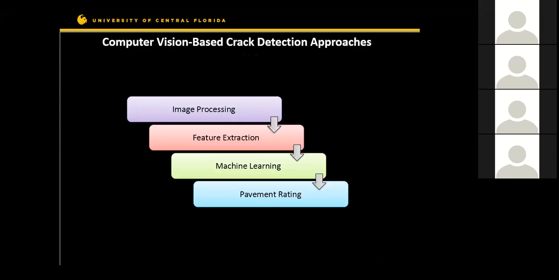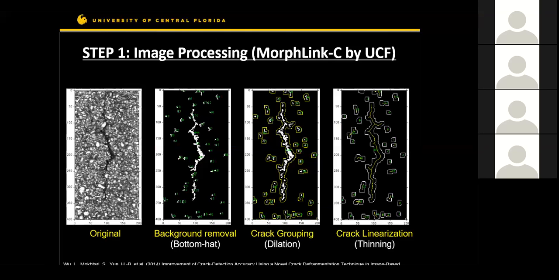We looked into the literature. What we saw was that almost all the proposed computer vision-based systems to automate this have these components: an image processing component, a feature extraction component, a machine learning component, and a pavement rating component. I'm going to go through them very briefly, just to give a general idea of automated or computer vision-based crack detection. So the first stage is the image processing.